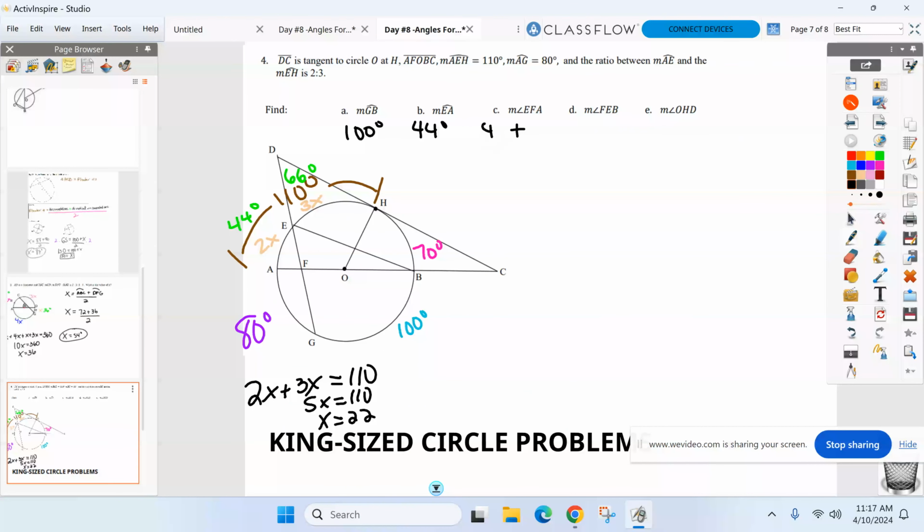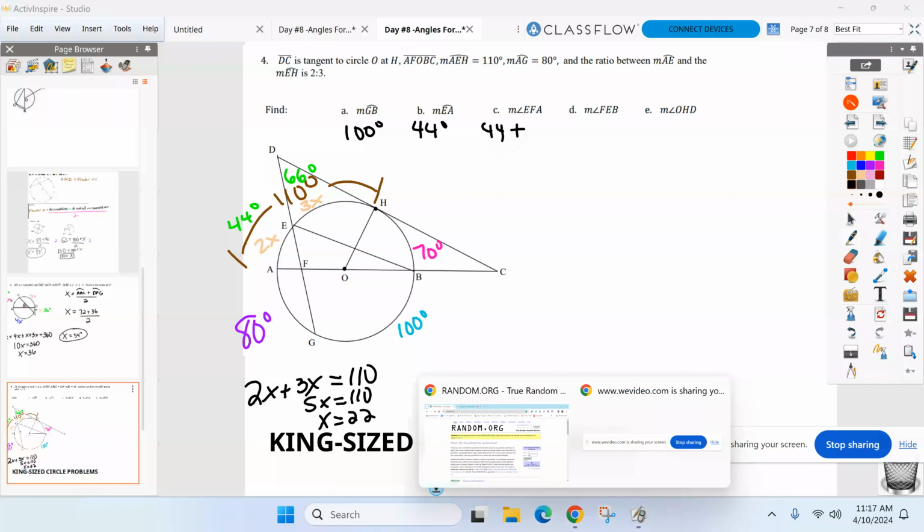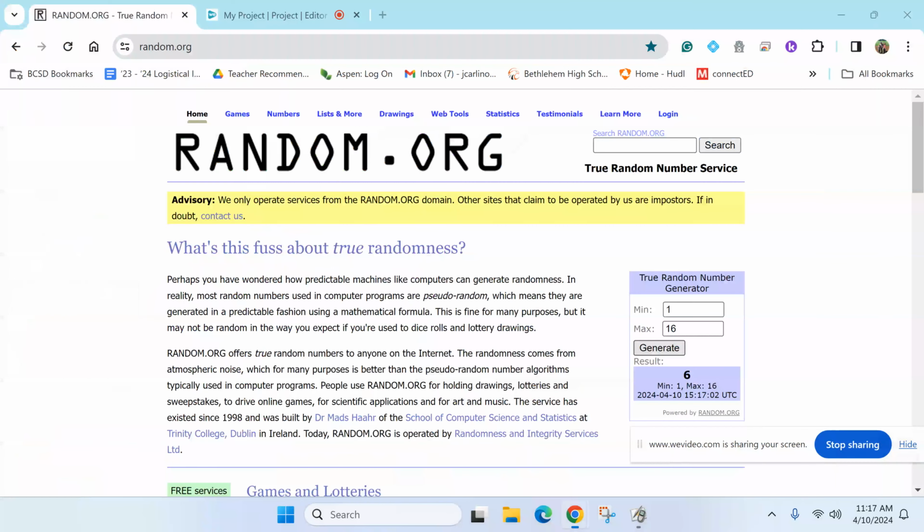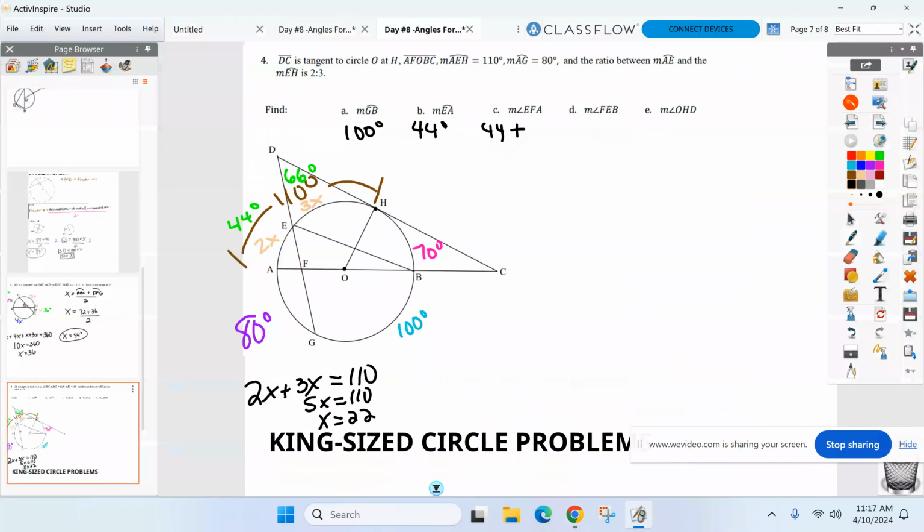44 degrees. I'm going to add that to its vertical angle's arc that it's connected to, which would be how many degrees? So EFA, look at its vertical angle and tell me what the degree measure is, the arc that it's connected to. Ksenia, what do you have? 100. Good. Divide that by 2. That's going to give me a 72 degree angle.